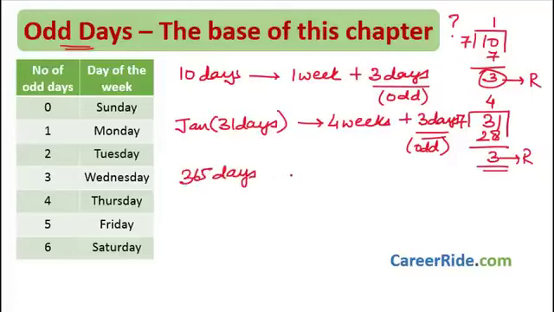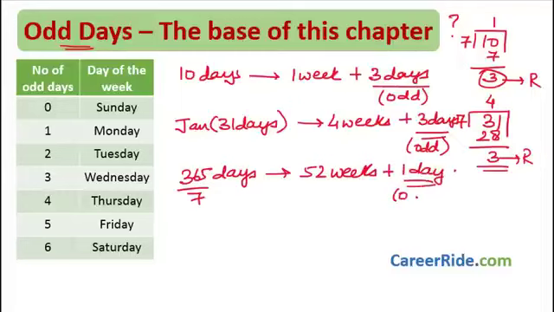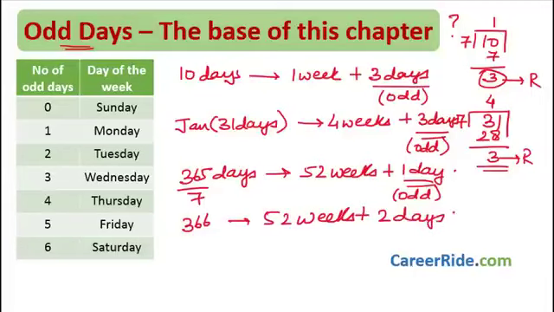365 days. Now what I'll do? I'll divide this 365 by 7, right? Because I want to find out how many weeks and how many extra days I'm left with. So I get 52 weeks plus 1 day, right? What is this 1 day? This 1 day is nothing but the odd day because it is not able to become a part of a complete week, right? Now, if the year was a leap year, what would I get? I would get 52 weeks plus 2 days, right? And these 2 days are nothing but the odd days.